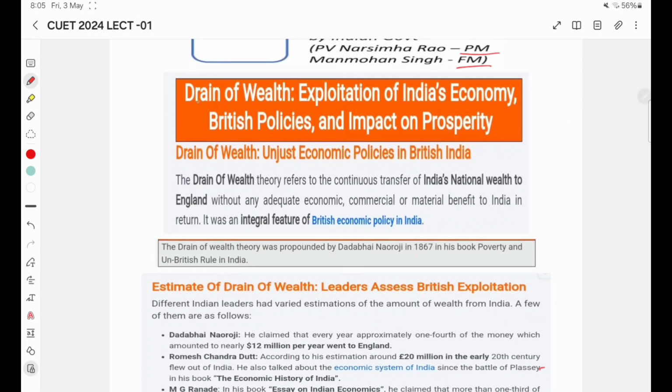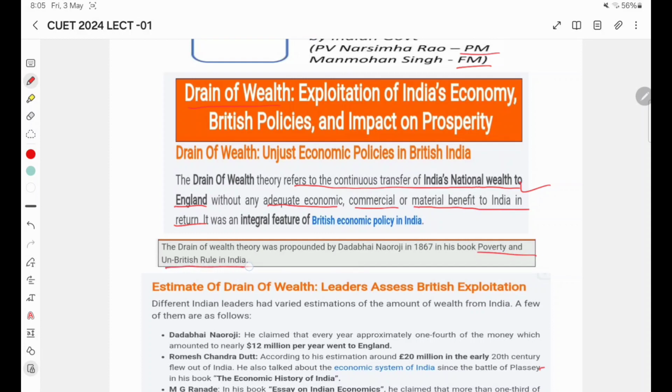This drain of wealth theory explains the British exploitation of the Indian economy. Drain of wealth theory refers to the continuous transfer of India's national wealth to England without any adequate commercial or material benefit to India. Without giving any benefit to India, its wealth got transferred to England. In which way was it transferred? That has been clearly mentioned in the book Poverty and Un-British Rule in India.